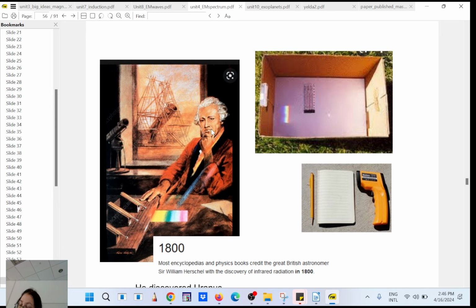What about him? He was British, and he was the first one to build a huge reflective telescope. Okay, and his patron was the King of England. And why do I tell you that? Because he discovered Uranus. So he's the one who discovered Uranus, and he named the planet after his king, George. So Uranus used to be called George Star.